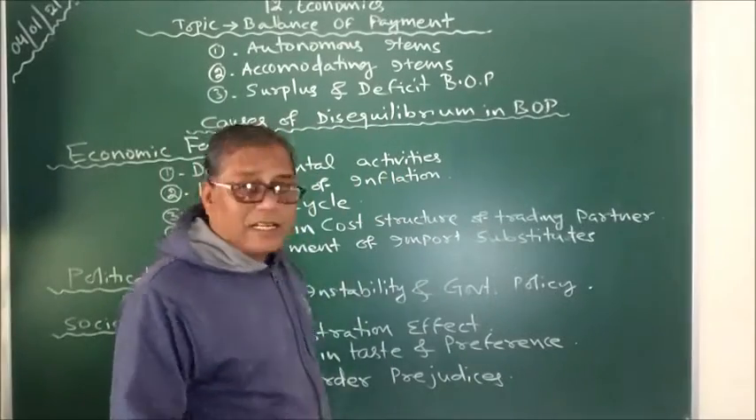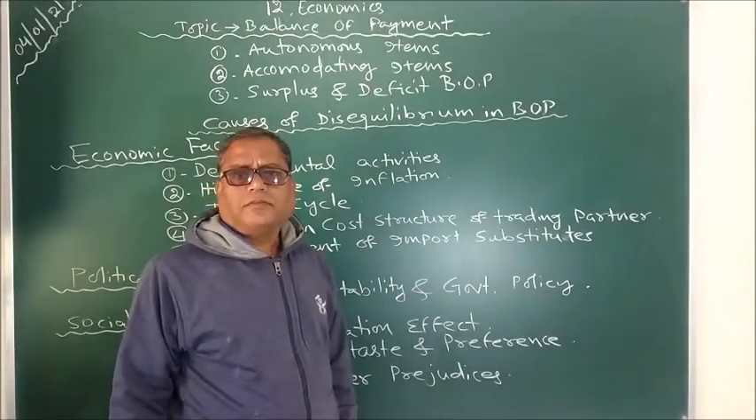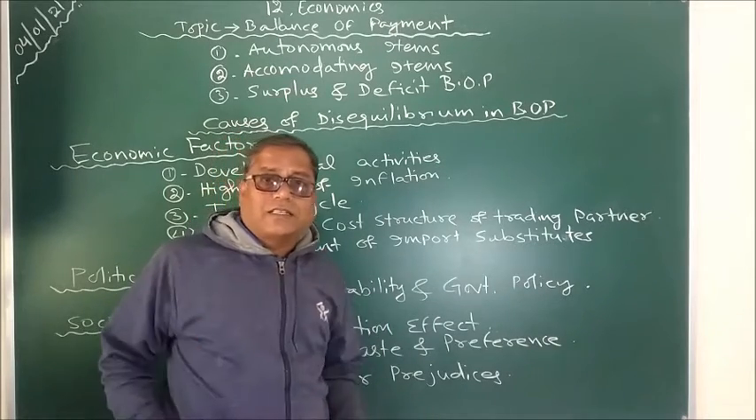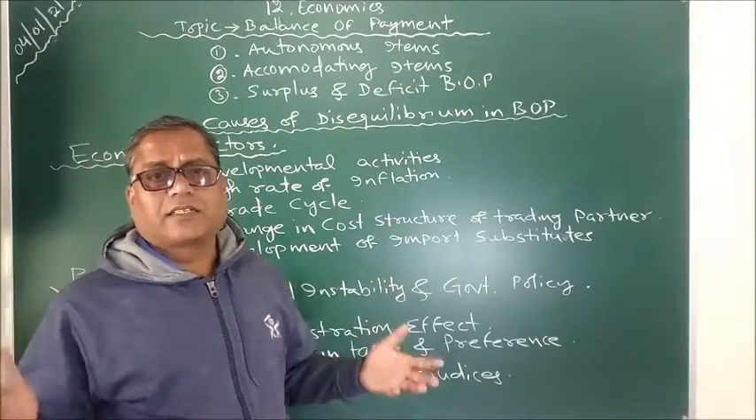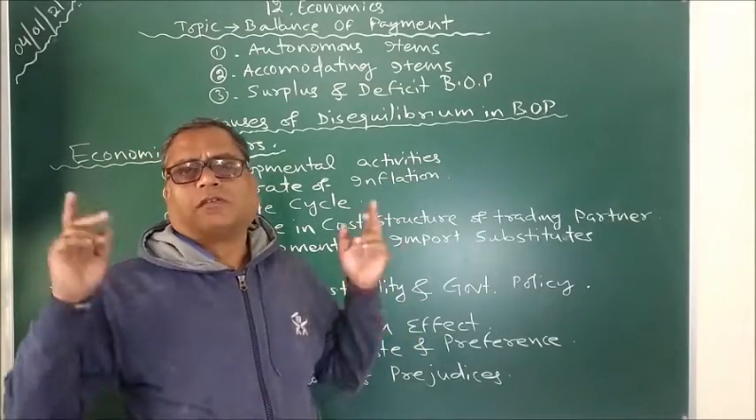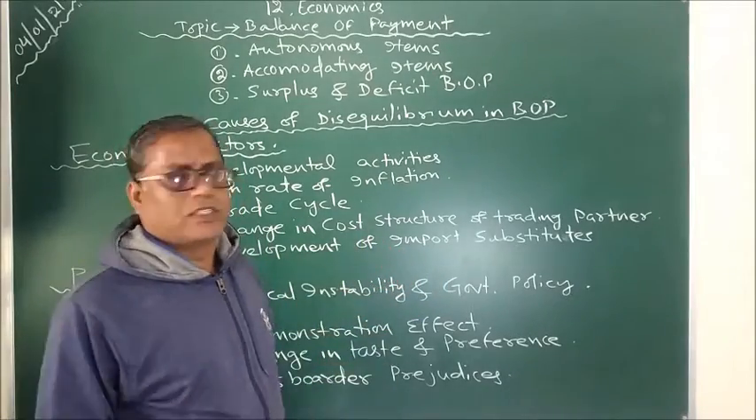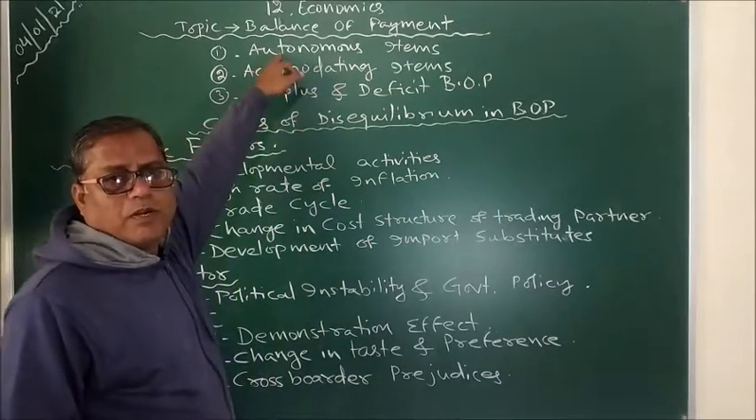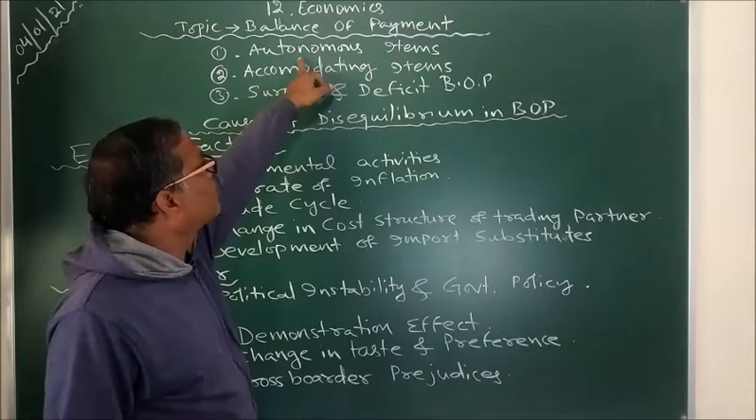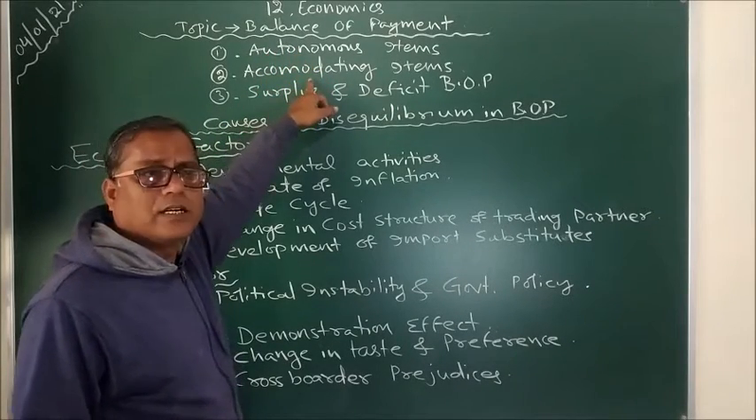So in case of a disturbance, or in case the debit side and the credit side have some differences, how to sort that out is the present day's discussion. So we must be acquainted with some of the terms: what are autonomous items, what are accommodating items.